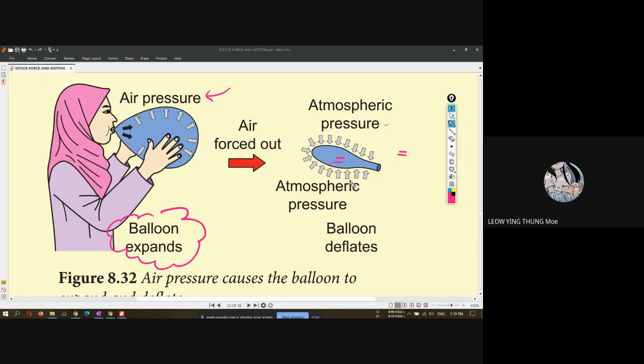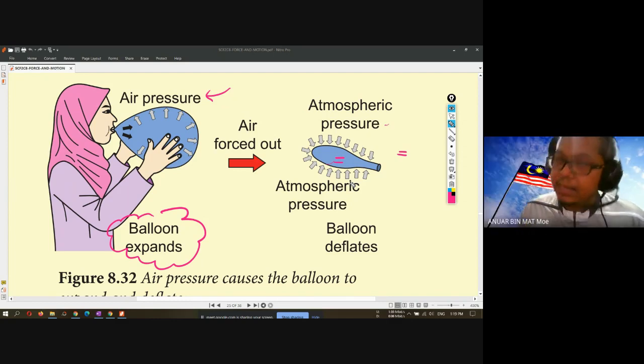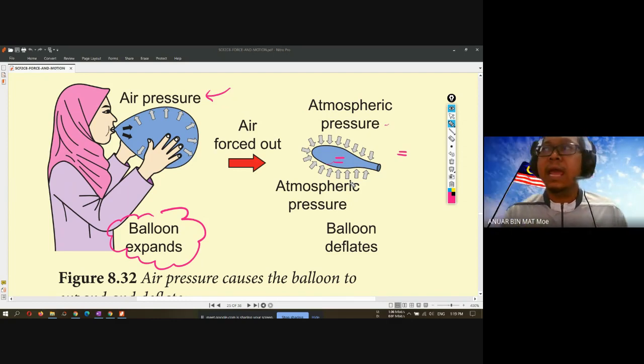Breathe in. When we breathe in, the air pressure inside our lung is more than outside.